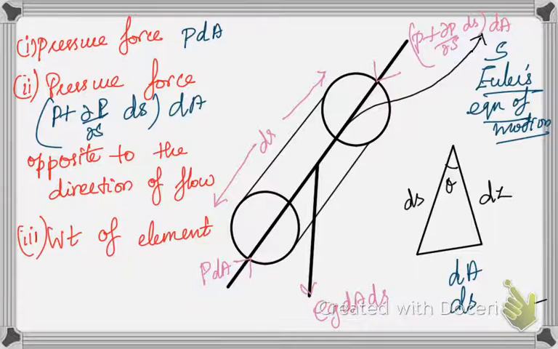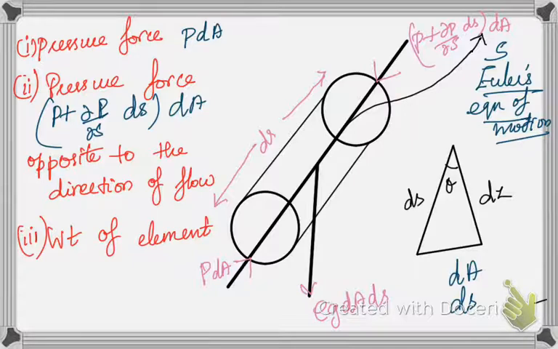Since it is a very small element, we are taking it as dou P by dou S into ds, that is, it is moving in the S direction. So we are taking into consideration like this, and into dA, that is, the area. We all know that stress is equal to force by area, and force is equal to stress times area. Here stress is my pressure, so pressure into area we are taking like this, which will be opposite to the direction of the flow.